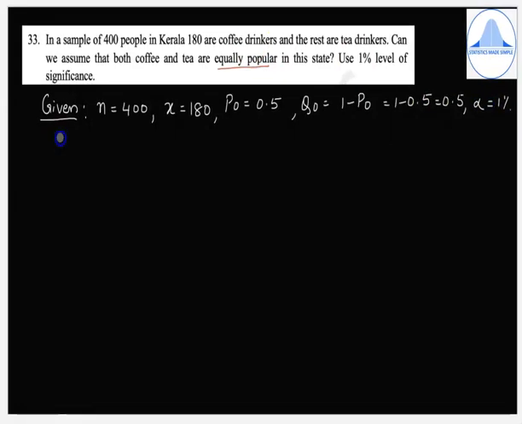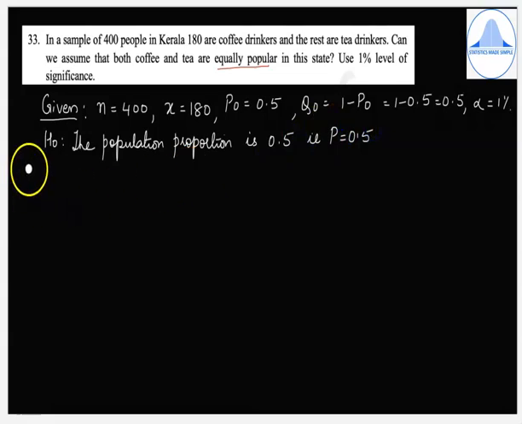The next step is to define the null hypothesis and the alternative hypothesis. So H naught is, in general, the statement that the population proportion is P naught. Here P naught is 0.5. So that is capital P is equal to 0.5 versus the alternative will be two-tailed. That is H1: P is not equal to 0.5.